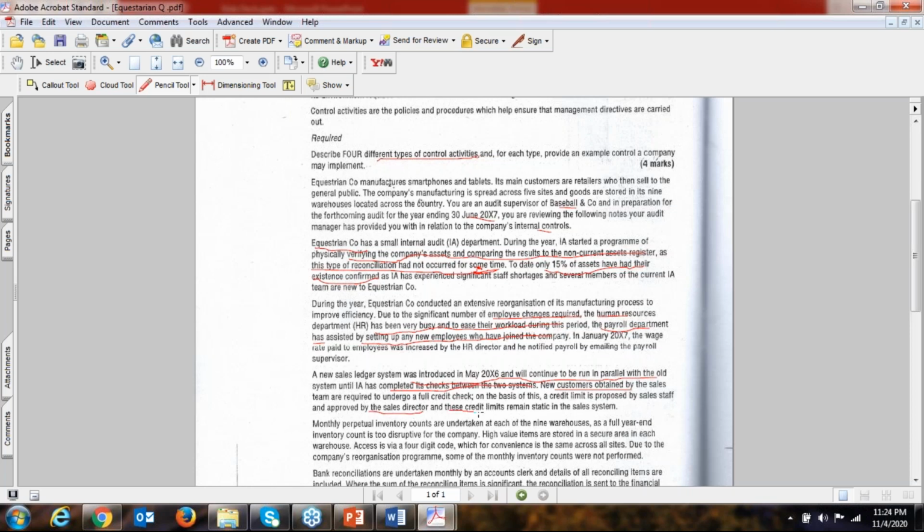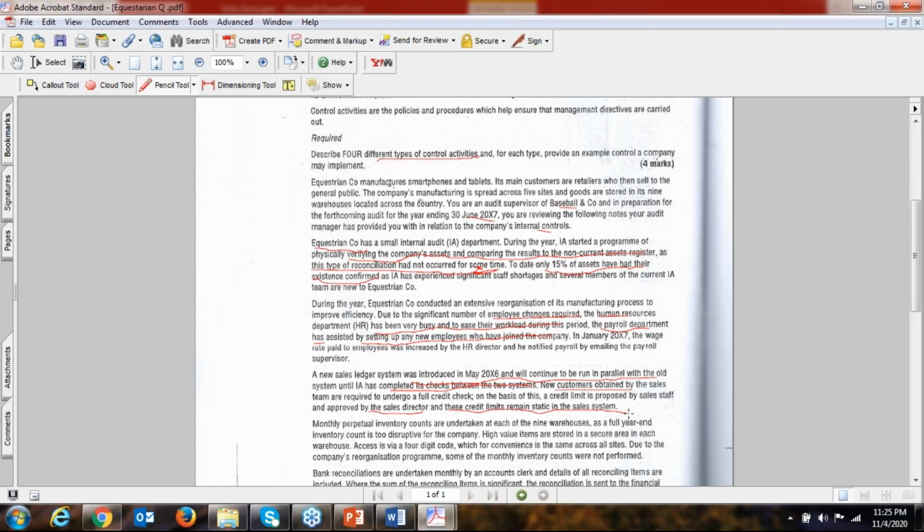And these credit limits remain static in the sales system. Means if the new customer is obtained by the sales department, they will verify their credit limits, decide the credit limits, but will not change according to the time. Means after 5 years or 10 years, the credit limits remain static. That's the deficiency in the system.